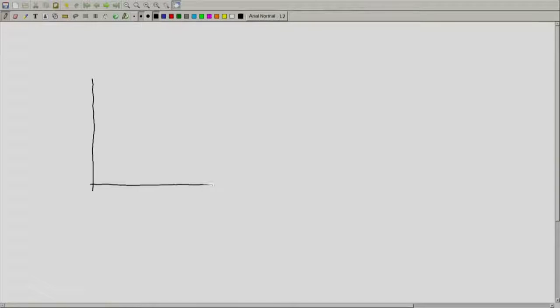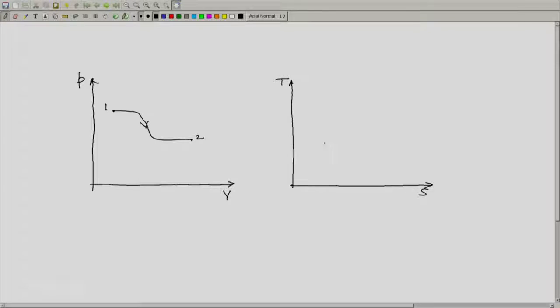Let me sketch the process first on the PV diagram and let the process be shown like this from 1 to 2, and then let me show the same process plotted again on a TS diagram, and let it perhaps look something like this. Both these are actually the same process. The process is quasi-static and hence on the PV diagram it can be represented by a continuous line. So, can it be on the TS diagram?